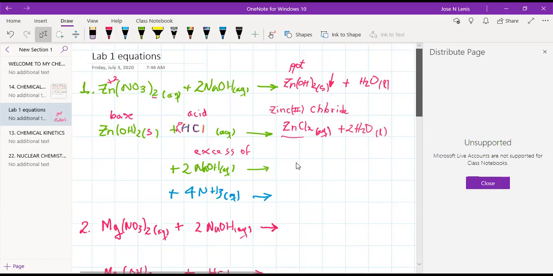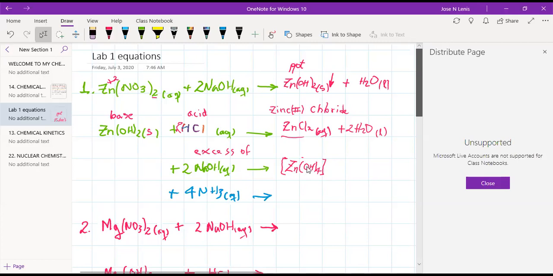Let me write the complex first. So it will be zinc here. We write complexes in square brackets. When you see a compound in a square bracket, that means you have a complex. This case is a metal complex, OH, here, 4. Now we can close it.